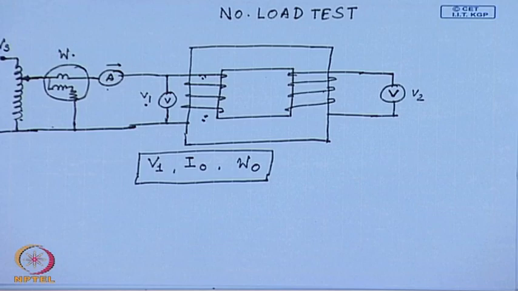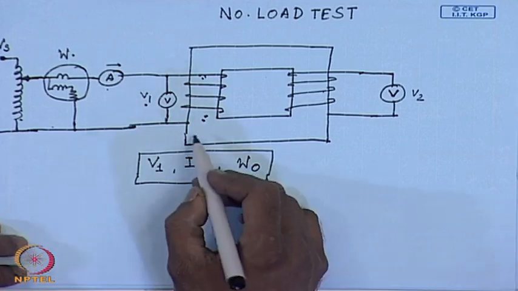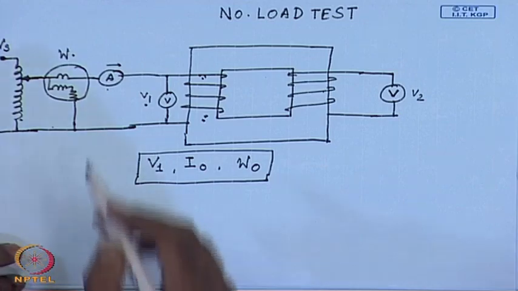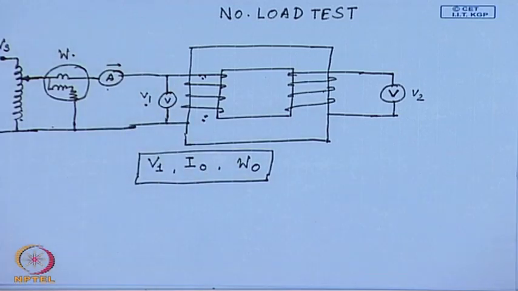The second problem is, since the transformer is in open circuit condition, it draws only no load current. Now, the no load current of a well designed transformer is less than 5% of the rated full load current.